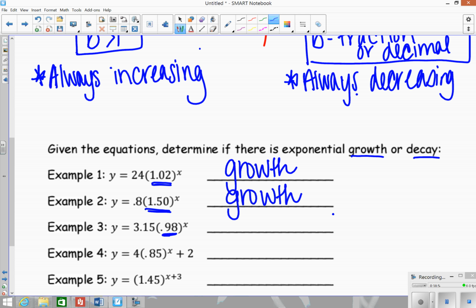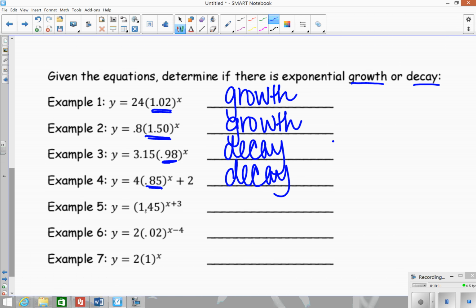If you look at this one, 0.98, that's going to be a decay because that's less than 1. So that's between 0 and 1. Again, look at the number, only the number that's being raised to x. So in this case, that's going to be decay. 1.45. This one is a number bigger than 1, so this will be growth. 0.02. This is going to be a number that's in between 0 and 1, so this will be decay.